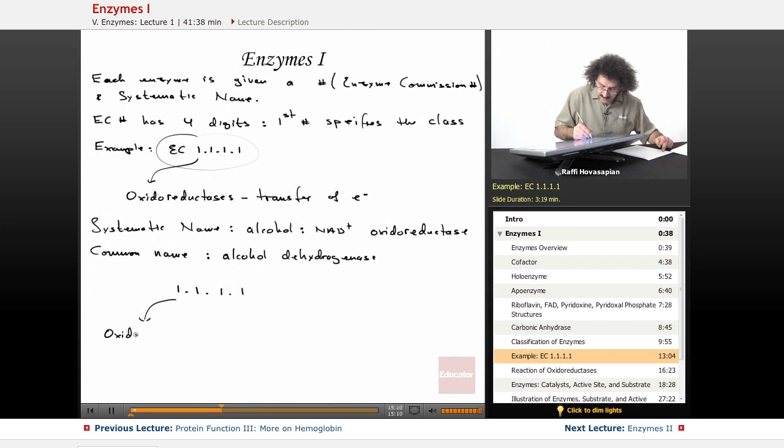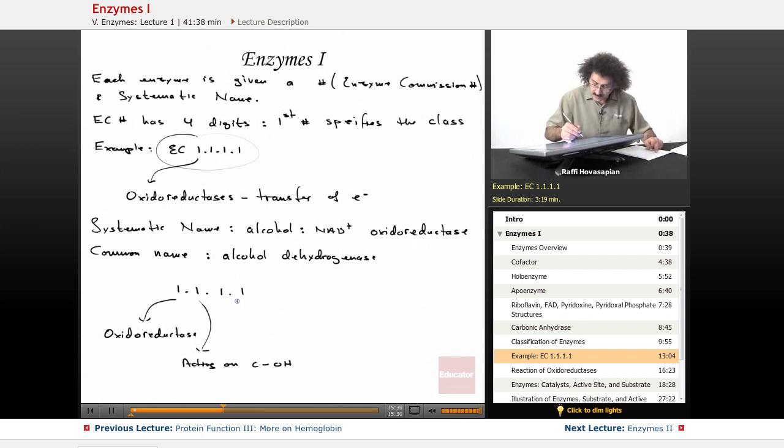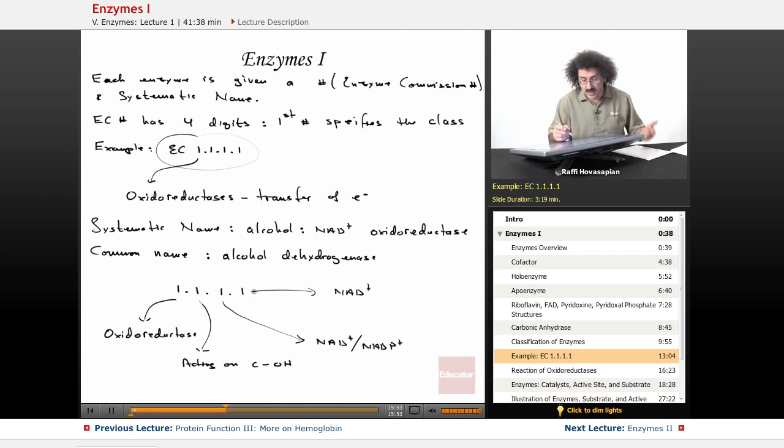This first number tells me its class, an oxidoreductase. This second one tells me that it's acting on an alcohol group, a CHOH group. The third number tells me that the electron acceptor is either NAD plus or NADP plus. And this last one is specifically NAD plus. If you had 1.1.1.2, that would be alcohol dehydrogenase NADP plus. That's it.